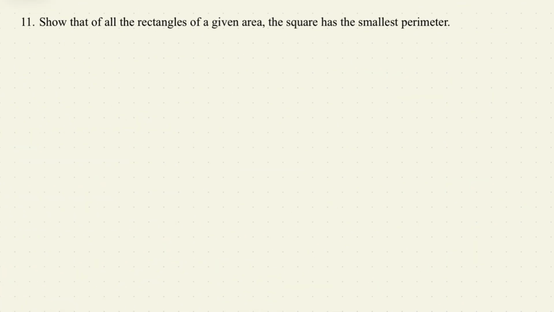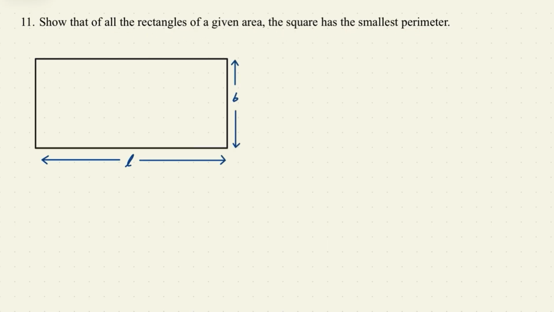Number 11, show that of all the rectangles of a given area, the square has the smallest perimeter. Let us assume the length of the rectangle be L and breadth be B. And the question is saying that a rectangle will be a square if it has to be of smallest perimeter. Do you know that a square is also a rectangle, a special type of rectangle where length and breadth are equal? So here the given area is fixed.